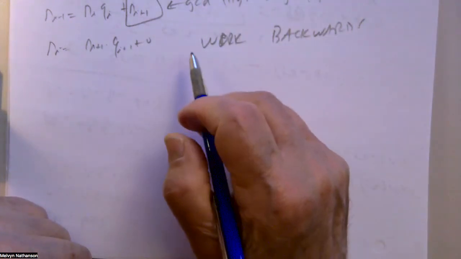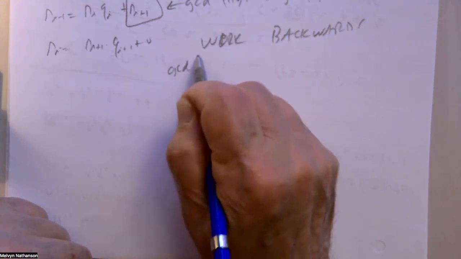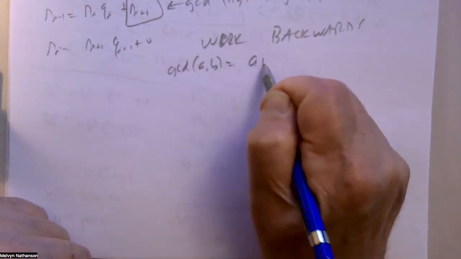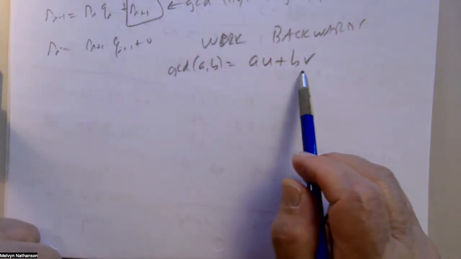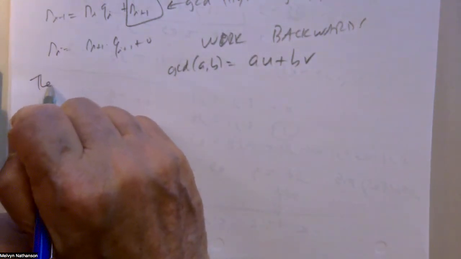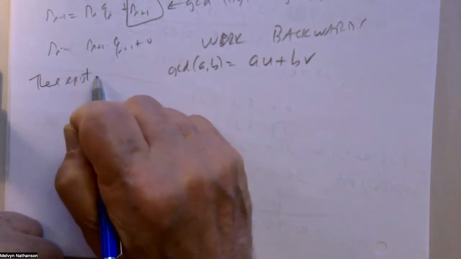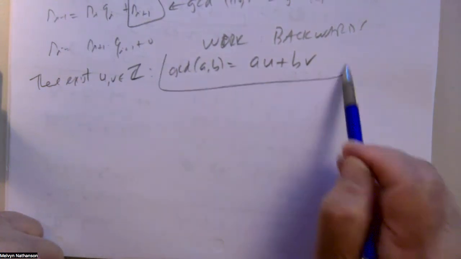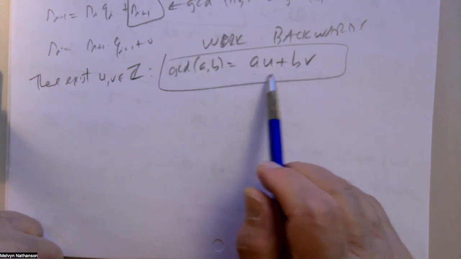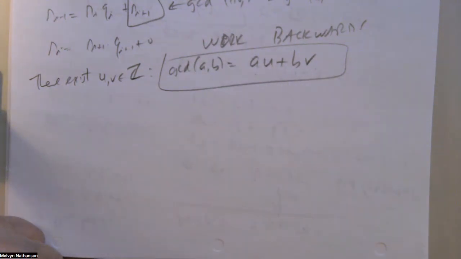And we can get that the GCD of A and B can be written in the form AU plus BV. So there exist integers U and V, such that the GCD is this integral linear combination of A and B. That is what the book calls the extended Euclidean algorithm.